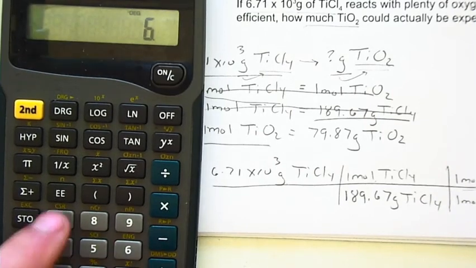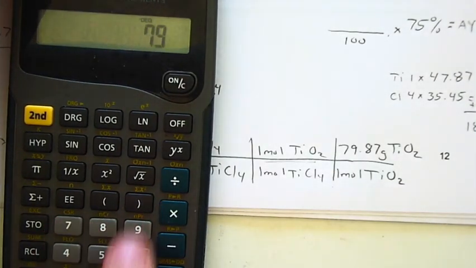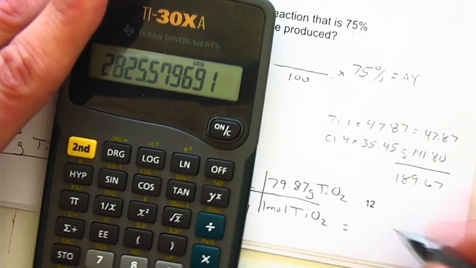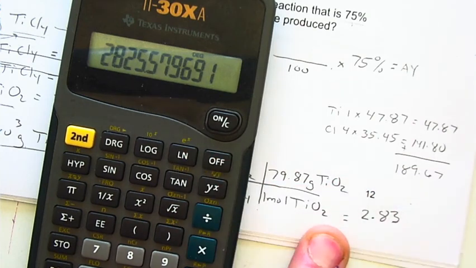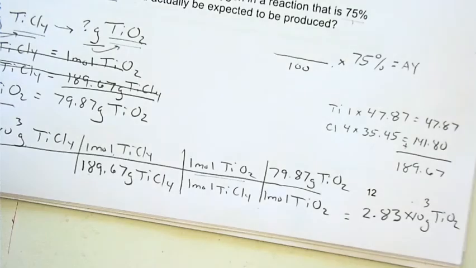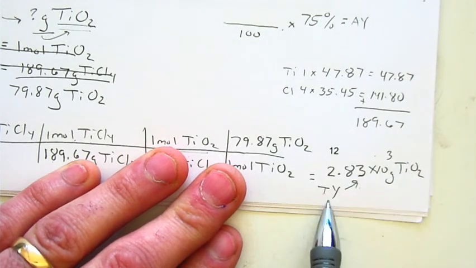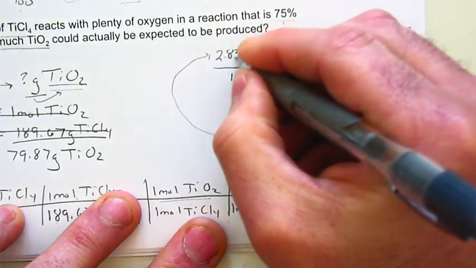So on our calculators, we go ahead and take 6.71 EE3 divided by 189.67 and then times 79.87 equals. We have 3 significant figures in our starting point, so our ending point will be 2.83. Again, since the decimal moves more than 2 places, it must be in scientific notation. 2.83 times 10 to the third grams titanium 4 oxide. And once again, that represents the actual yield. Excuse me, the theoretical yield, my mistake. That's the theoretical yield. And that, therefore, goes there. So we put in 2.83 times 10 to the third.